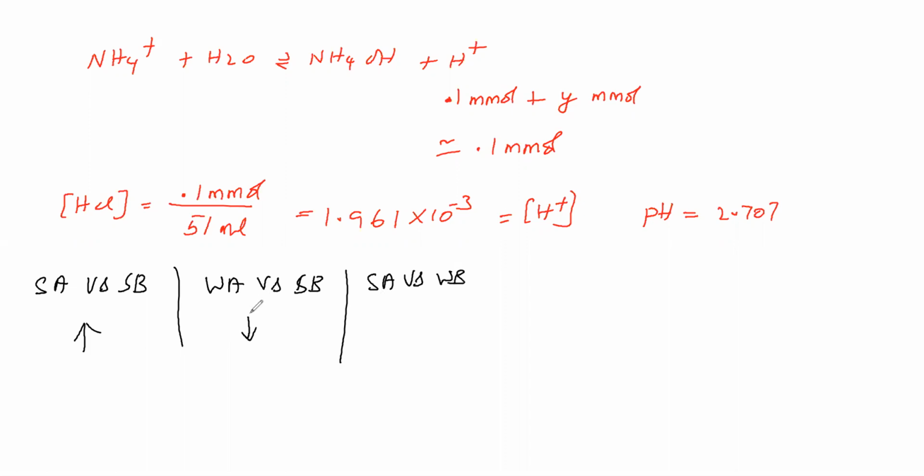Therefore, if weakness is coming, if instead of strong, weak is participating, what happens? The change in pH near the equivalence point gets reduced, isn't it? Here both are strong acid and strong base. Here both are strong. The change in pH near the equivalence point is high, but here less. If both are weak, weak acid versus weak base, how will the change in pH near the equivalence point be? Much less when compared to this, isn't it?